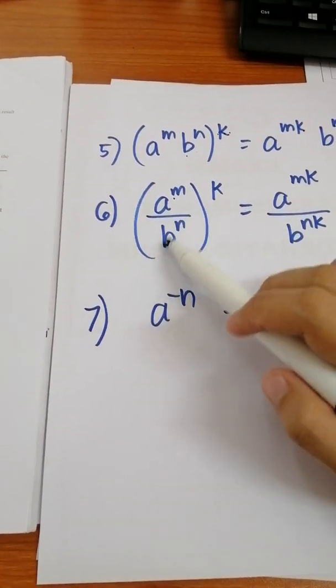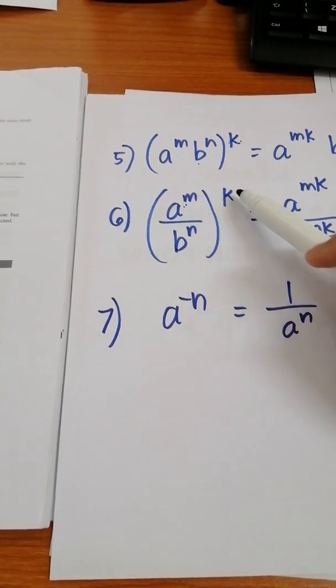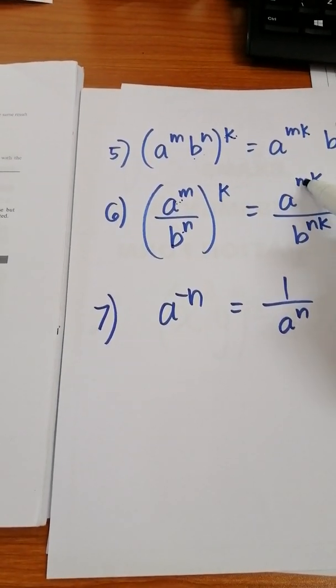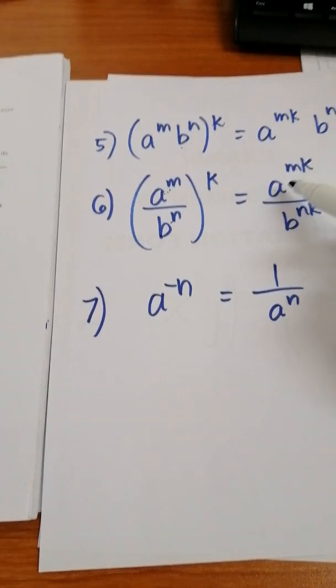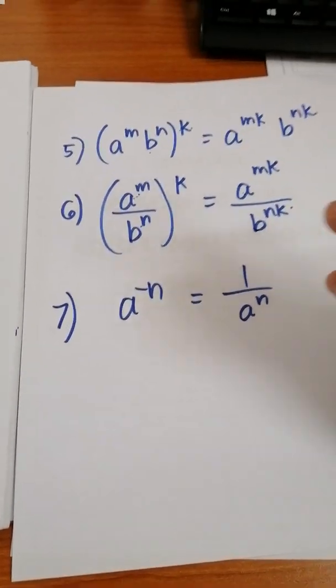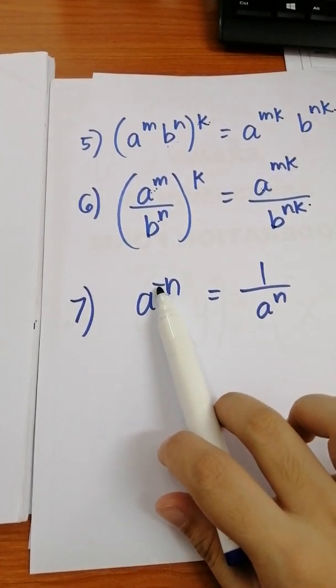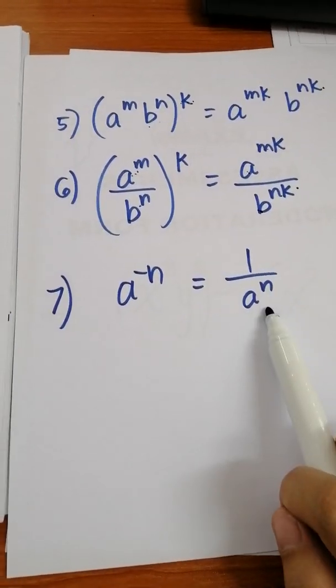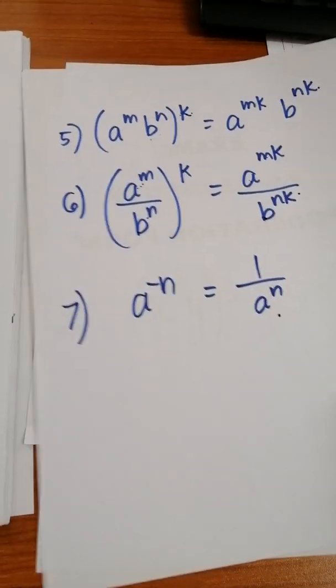If it's division, same thing. You distribute the power to all the bases. So a^mk divided by b^nk. You cannot divide this and this because they are different, so keep it like that. If it's a negative power, how to make it positive? You just bring it down to make it positive.